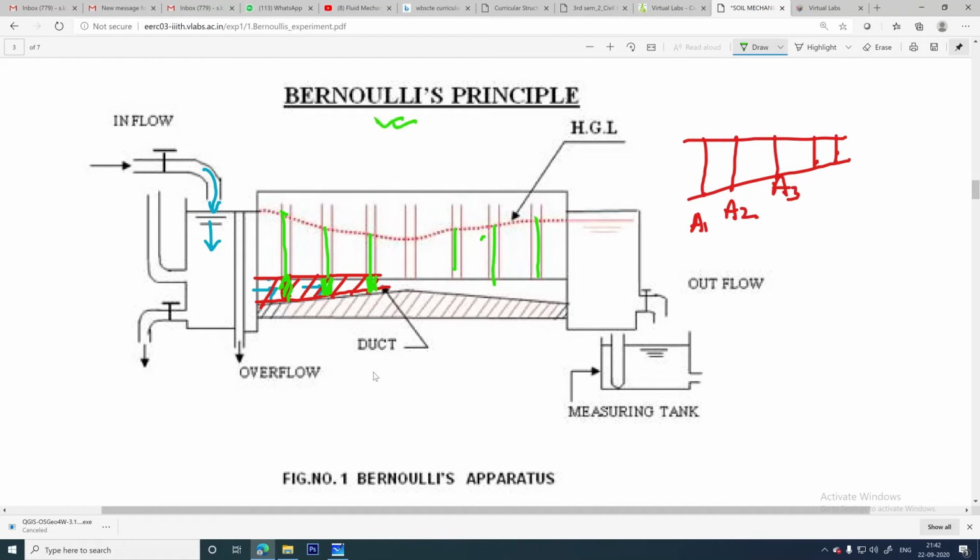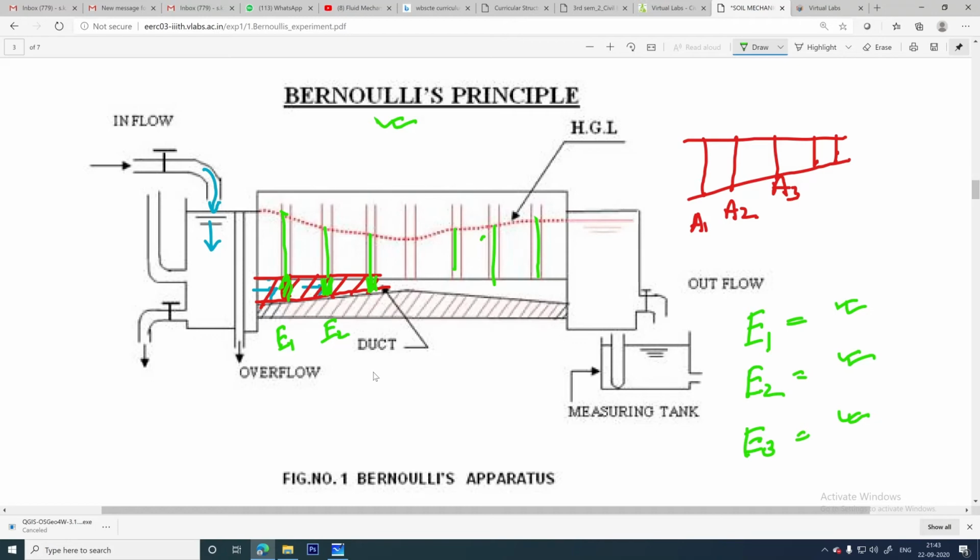So for each place we need to check that the total energy is constant. We will determine the total energy, suppose at this section it is E1, at this it is E2, and it is E3 for each section. Now when we verify this Bernoulli's principle, we will see that E1, E2, E3 have the same value. That is the verification of this Bernoulli's theorem.